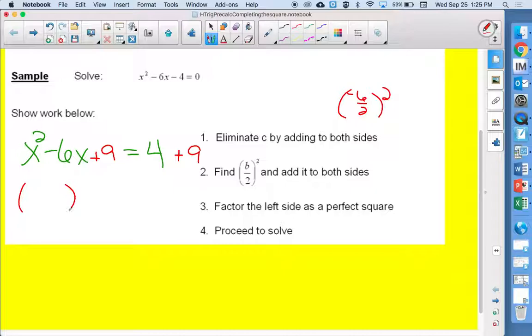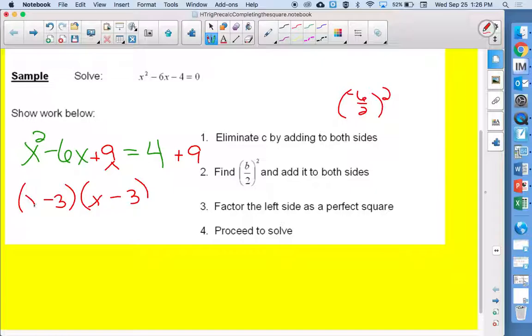And then it says to factor the left side as a perfect square. Notice that this is now a perfect square. Anytime you square something, it's a perfect square. So the two numbers that multiply to be 9 are 3 and 3. And it's a negative because we're trying to add to be -6.